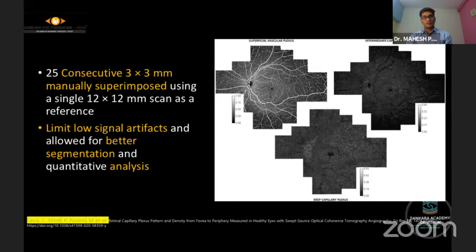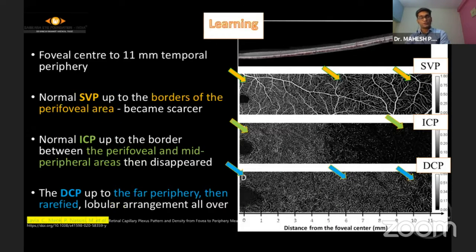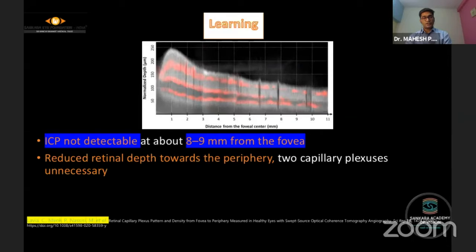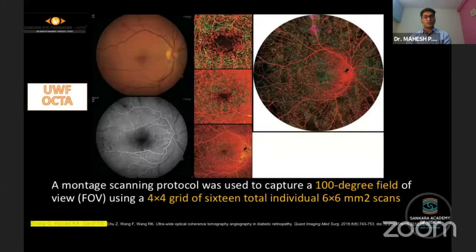Montage technique: this study shows us that we can take a montage of a wider field. What is the implication? The superficial capillary plexus, as we can see, is normal to the border of the fovea, and beyond that, it becomes scarcer till the periphery. The intermediate capillary plexus is normal till the edge of the fovea, and beyond that, it's completely absent. The deeper capillary plexus is near to normal. The intermediate capillary plexus is not detectable beyond 8 mm. And theoretically, why? Because the retina is thinner at that point.